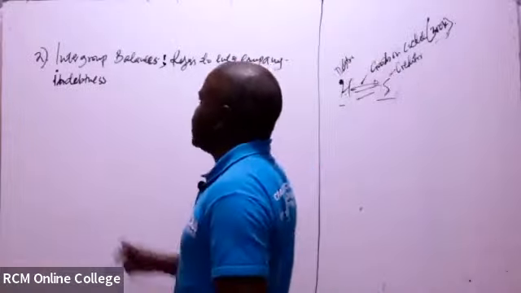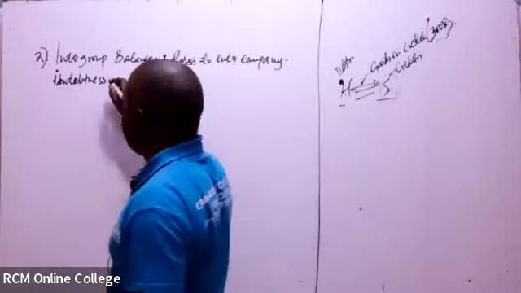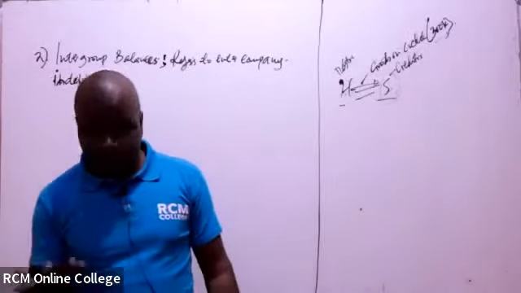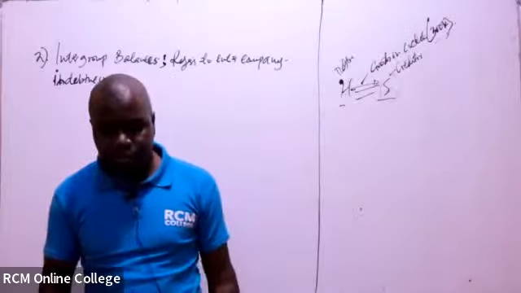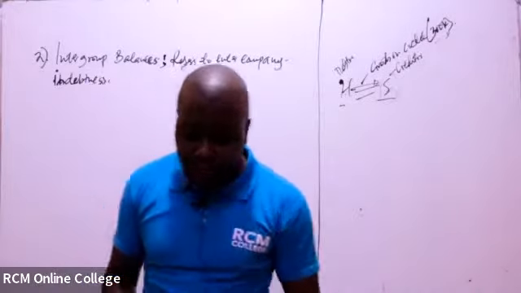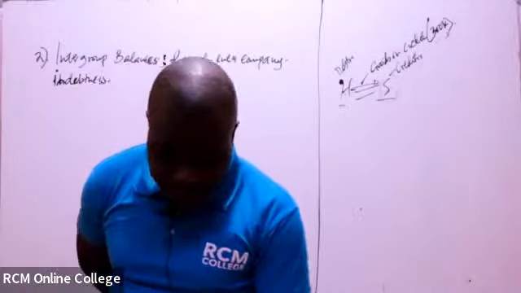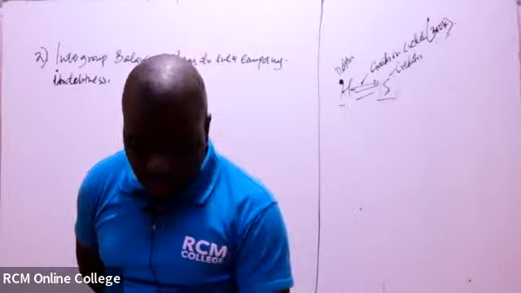So we call it what? Intergroup balances. So how do we treat these intergroup balances? That is now the question. That is our main focus, our main concern, for us to be able to know how we treat the intergroup balances. So it is a case where group companies owe each other.